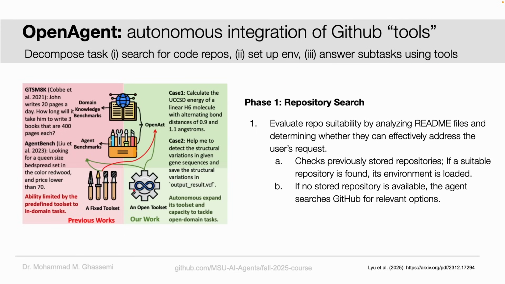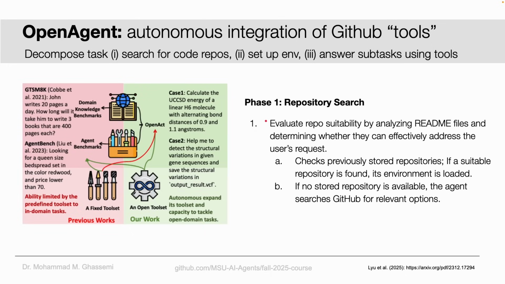Again, the main differentiator, as they show here on the diagram from their paper, is that their work is able to not just look at a fixed set of tools here, but they're able to autonomously expand the tool set and capacity to tackle any open domain task that you throw at them. It's a very neat idea.